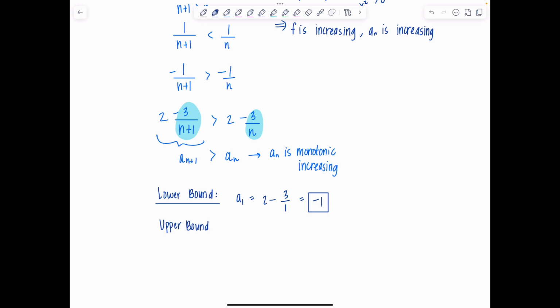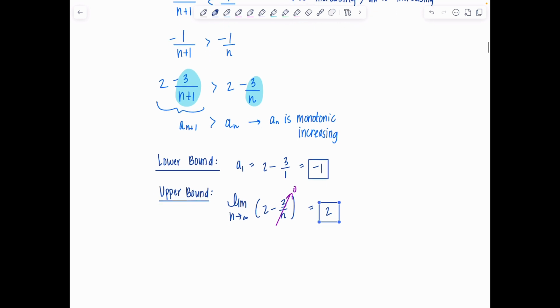Once you've shown something's monotonic, so you have to have already shown it's monotonic, then the first term is either an upper bound or a lower bound, and then to see if the other one exists, you take a limit. So the limit as n goes to infinity of 2 minus 3 over n. Well, 3 over n is going to go to 0. So this is 2. So yes, the sequence is bounded between negative 1 and 2.